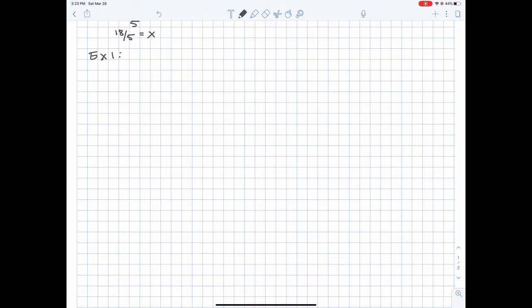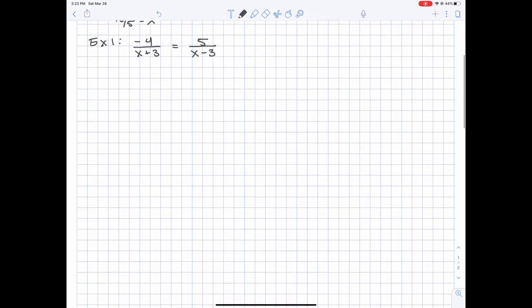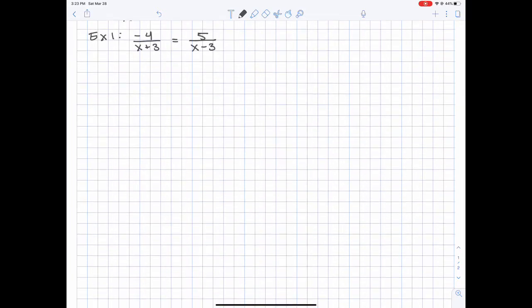In example 1, we have -4 over x plus 3. We're going to set that equal to 5 over x minus 3. Now, still the same technique here. So we're just going to go ahead and cross multiply. I'm going to take this -4 and multiply it by the x minus 3, and then I'm going to set that equal to our other side, where we multiply our 5 times x plus 3.